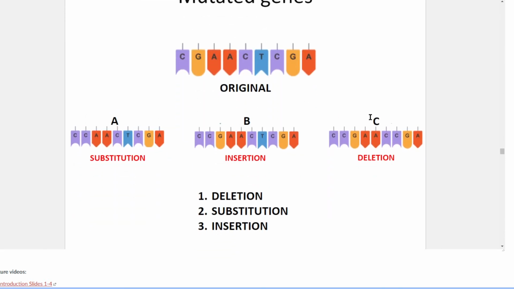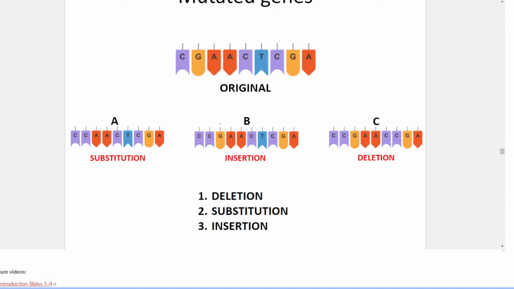So which one is A, B, and C? She gives us the answers already. But why is A substitution? Because C substitutes G. Why is insertion B? Because there's an extra C. And what happens to the entire thing? Remember, codons come in threes. Codons come in threes.